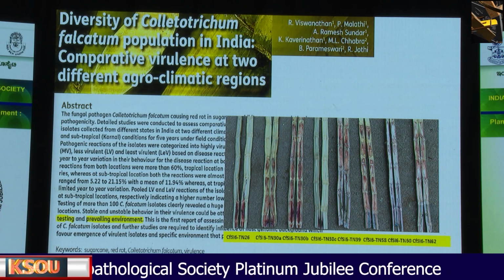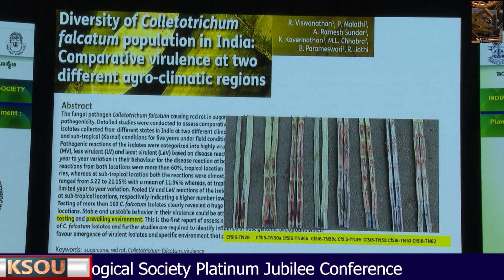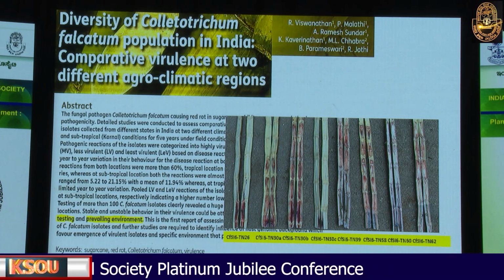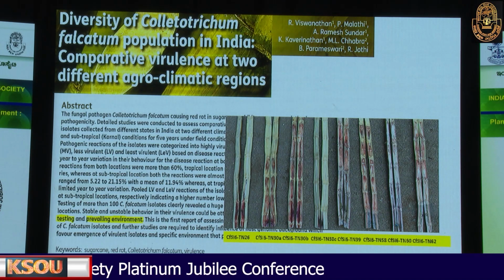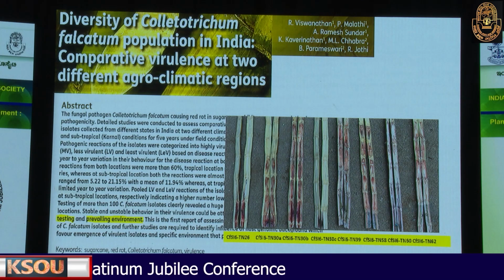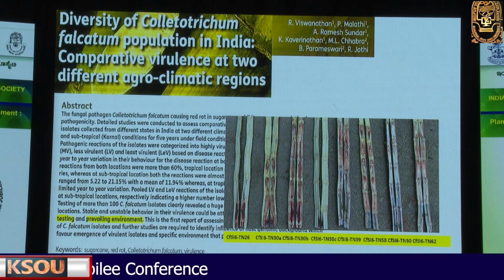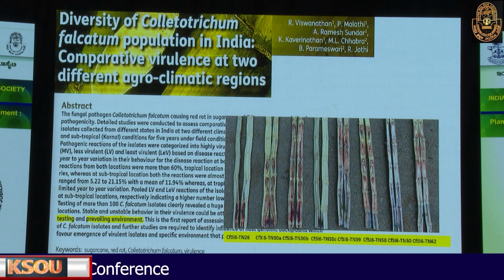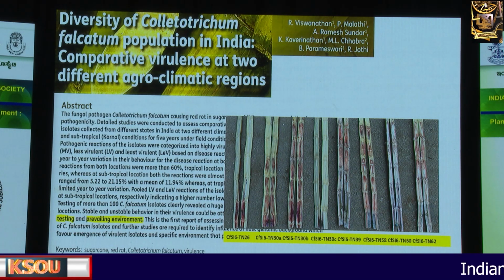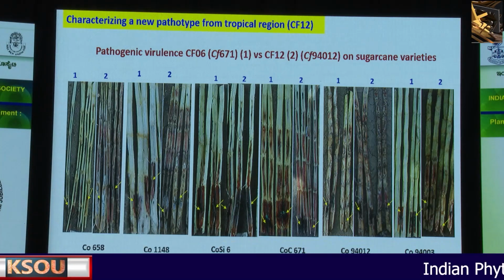In this particular picture, many of the isolates I collected, particularly from Tamil Nadu, on the same variety exhibit so much variation for the pathotype. There we adopt a method called the plug method of inoculation. We introduce the pathogen at the bottom of the cane, and then we assess the linear development of the lesion. That is how you can see such variation.